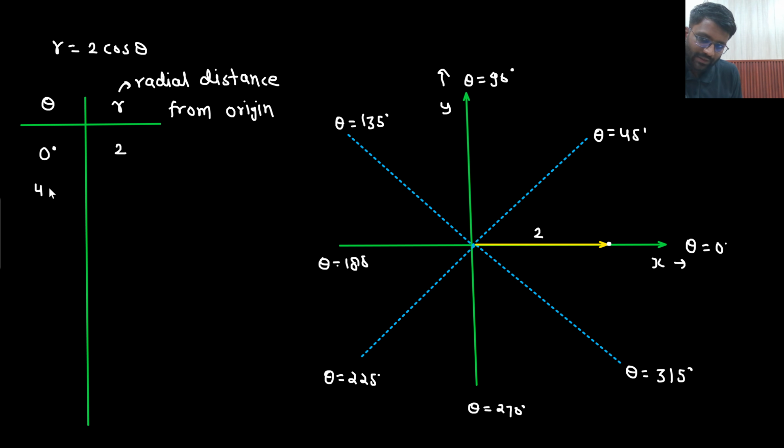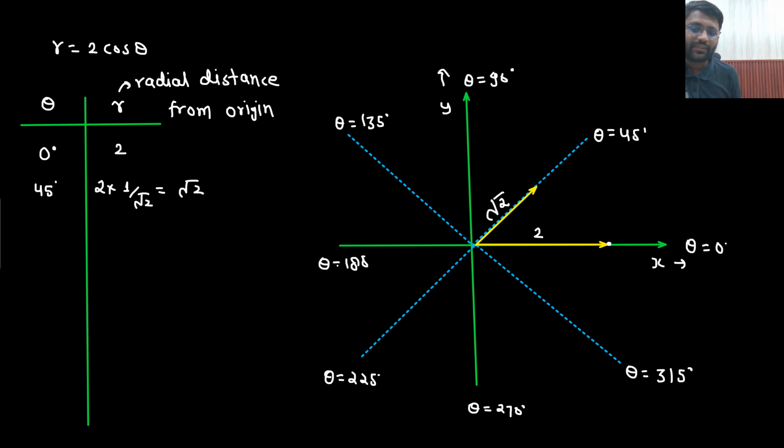When theta is 45 degrees, what will you get? Cos 45 is 1 by root 2, so what you get is root 2. So when theta is 45 degrees, you need to move a distance of root 2 from the origin. Root 2 is less than 2, no? Because root 2 is 1.4 something, right? So root 2 is less than 2 when theta is 45 degrees.